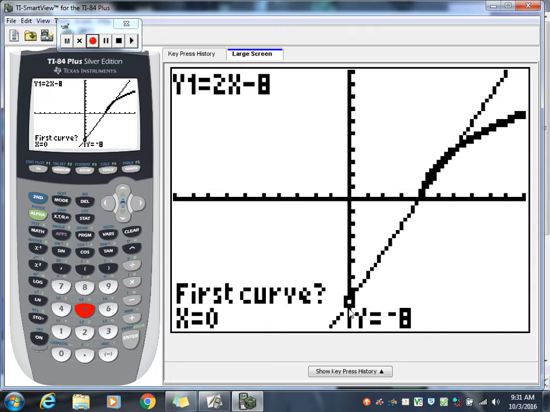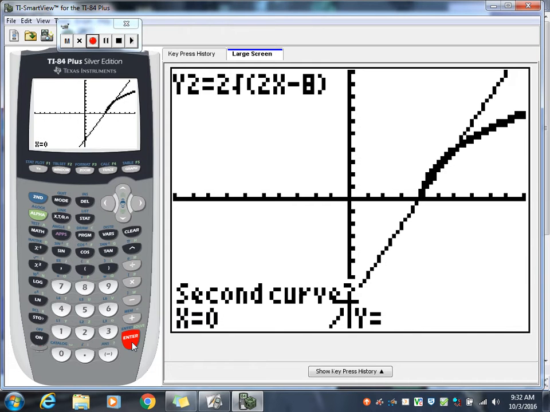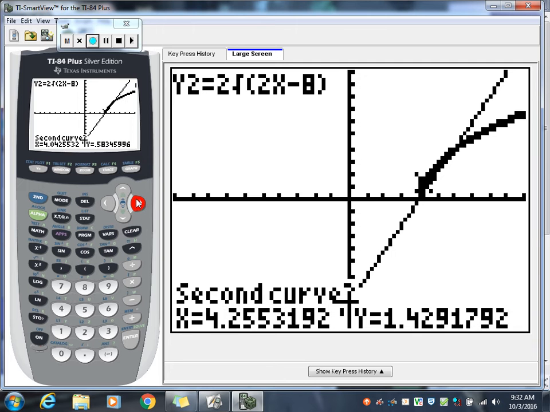If you do that, it asks you for the first curve. So if you see right down here, our blinky guy's on the first line. We're good. And then it asks you for the second curve. You've got to find where your blinky guy is. Oh, I think I just saw him. Where'd he go? There he is. I knew he'd show up.